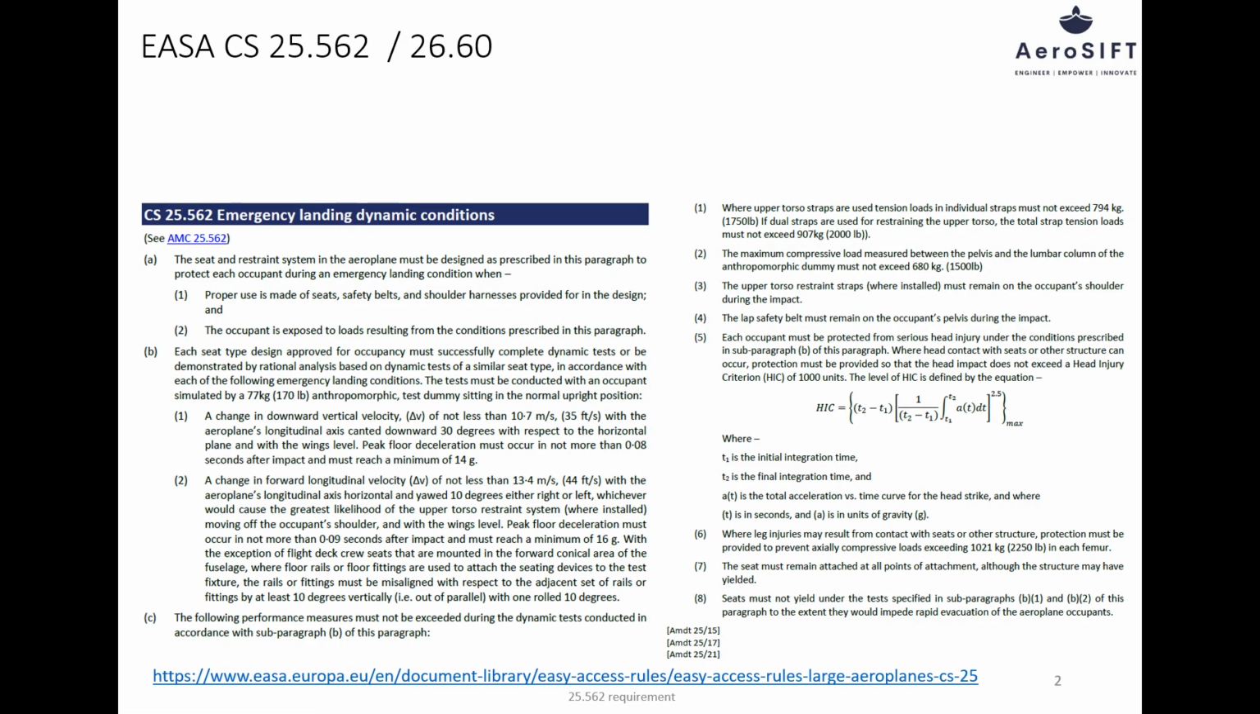Let us first see what this regulation is. Shown here is the extract from the EASA website. EASA CS 25.562 is a regulation that focuses on the crashworthiness of aircraft seats and their ability to protect passengers during emergency landings or crash scenarios. This regulation is part of a larger set of airworthiness standards for large civil aircraft, which is clubbed under CS 25, which sets out the design and structural integrity requirements to ensure aircraft safety.